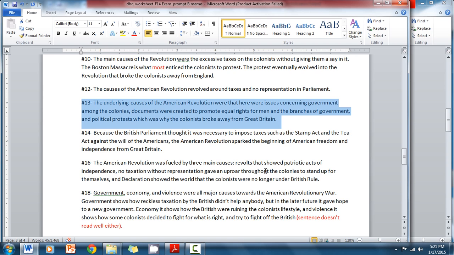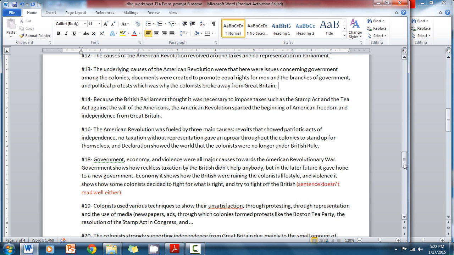These are great categories. You have 3 categories here: issues concerning government, documents created to promote equal rights, political protests. Those are great categories. The only thing that's missing is what was the single cause that most enticed the colonists to break away. So you need another sentence here. You need one more sentence after that.